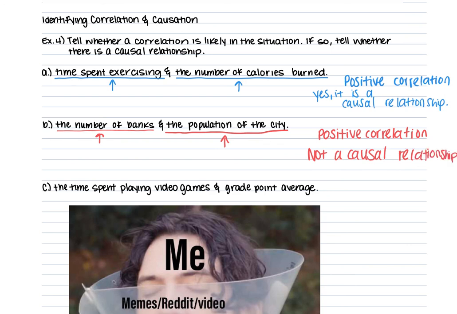So you saw how in the first one, if you spend more time on the treadmill, obviously you're going to burn more calories. That one's pretty obvious. But if you increase the number of banks, is the population of your city going to have to increase? No. It doesn't cause the other one. So it's still a positive correlation because more banks are in the cities that have the higher population, but it's not a causal relationship. You have to know the difference.